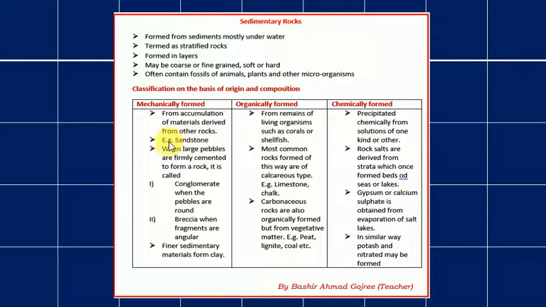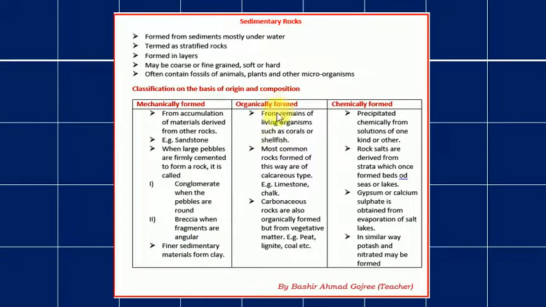An example is sandstone. When large pebbles are firmly cemented to form a rock, it is called conglomerate when the pebbles are round, and breccia when the fragments are angular. Finer sedimentary materials form clay.